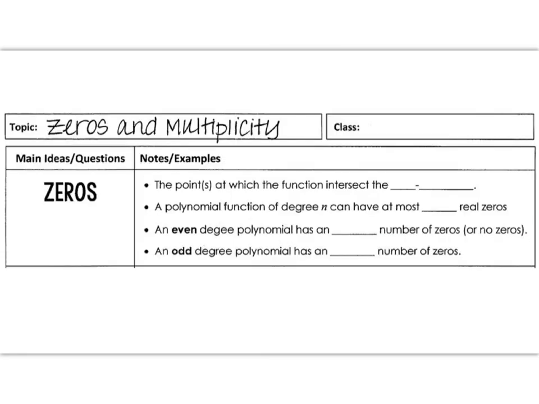When we're talking about the zeros of a polynomial function, we're talking about the points at which the function intersects the x-axis. A polynomial function of degree n can have at most n real zeros. So if a polynomial has a degree of 3, it can have at most 3 real zeros. An even polynomial has an even number of zeros, or it has no zeros at all. And an odd degree polynomial has an odd number of zeros.